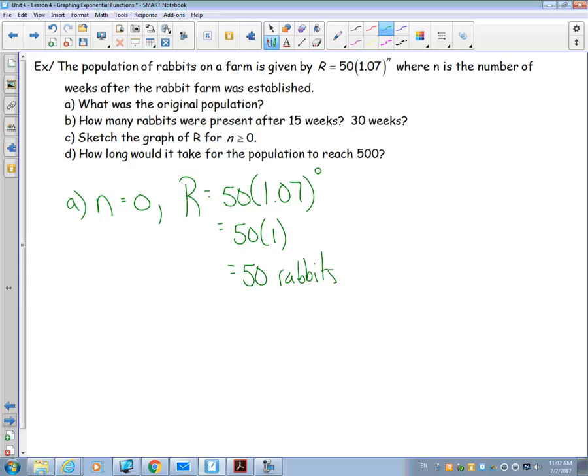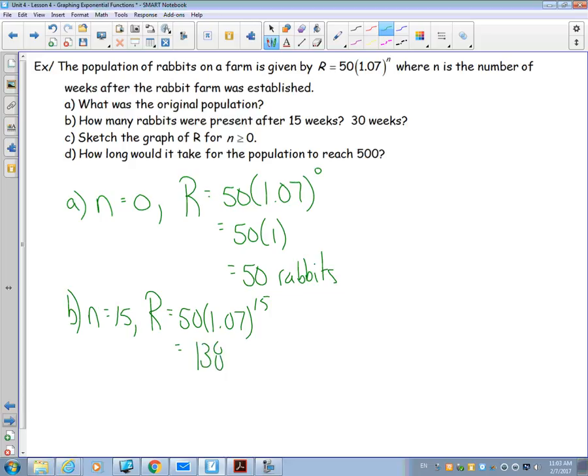Okay, well, how many rabbits were present after 15 weeks? Well, n is 15 weeks, right? So n is 15. What do we get for rabbits? I'll get 50 times 1.07 to the 15. You can use the calculator for this stuff. And I got 138 rabbits.